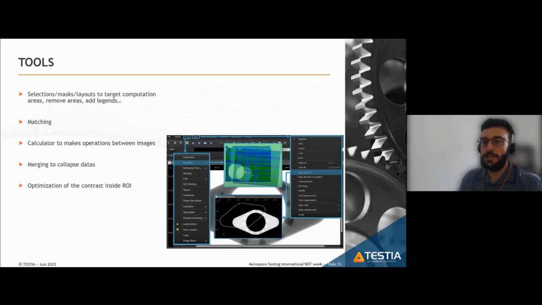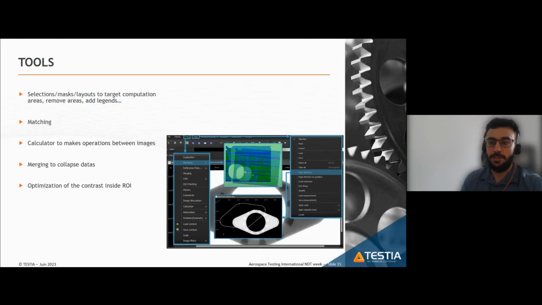Concerning the layout, it helps to add some legend for the operator inside the image. It can be an arrow to just indicate a specific area on your part, but you can also add some specific legend to indicate some defects or structural parts. We have some other tools for example, for the matching. Like this, you have the possibility to make a translation and rotation of your image compared to reference.